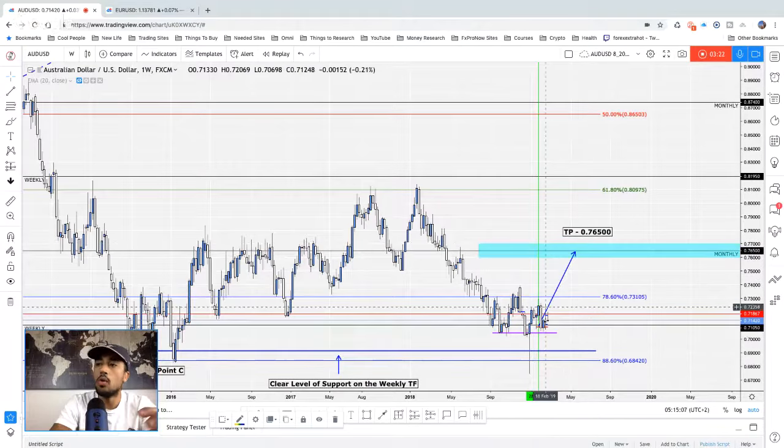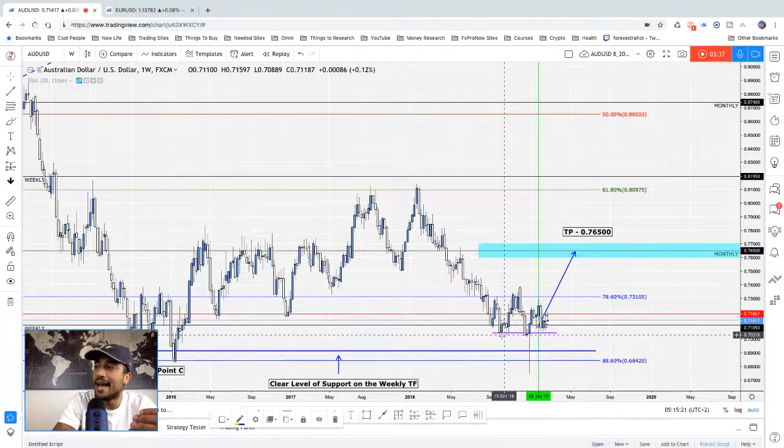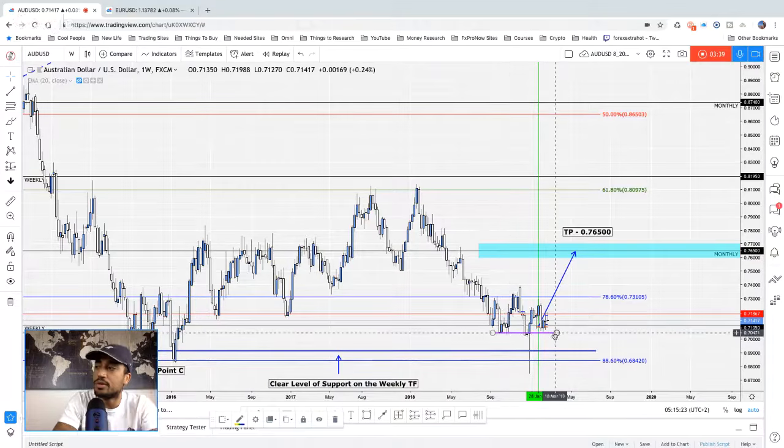What will, for the long term at least, switch my analysis is if at any point in time we have price close under this purple line, which is a level of support. At any point in time we have this level of support get broken, that's when I'll be looking to switch my analysis for the continuation of this downwards push.